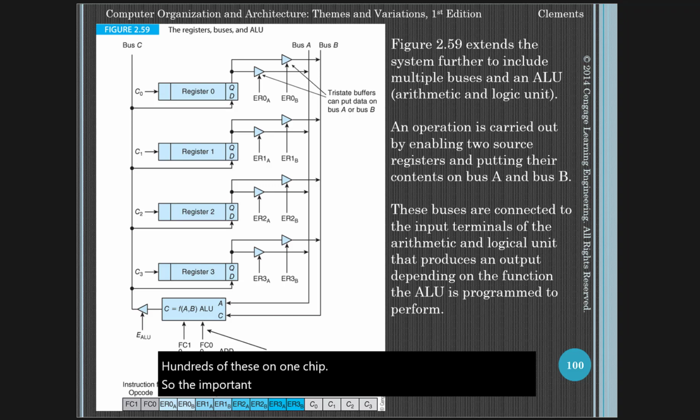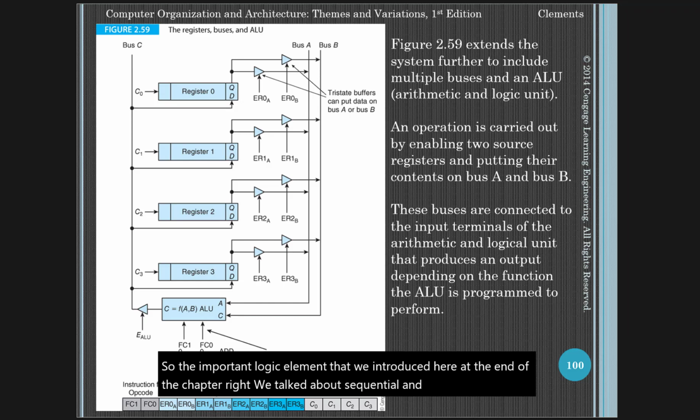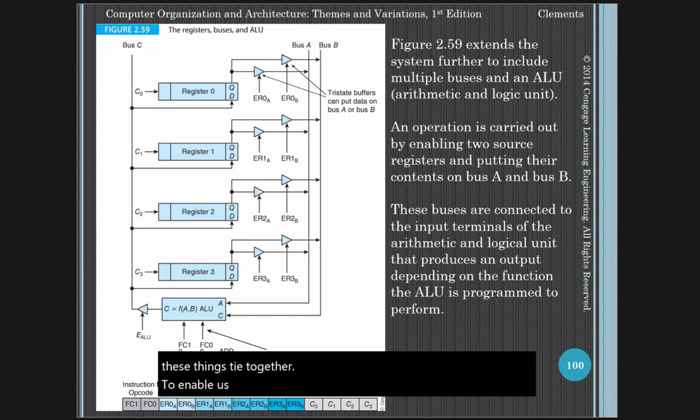So the important logic element that we introduced here at the end of the chapter, right? We talked about sequential and combinational circuits using gates. We talked about, previously, the bus and the register and things like that. So now you can start to see how all of these things tie together to enable us to have this circuit that performs the operation. We have our inputs, our outputs, our memory elements, and how that all goes together in our computer to transfer our data and do our operation.